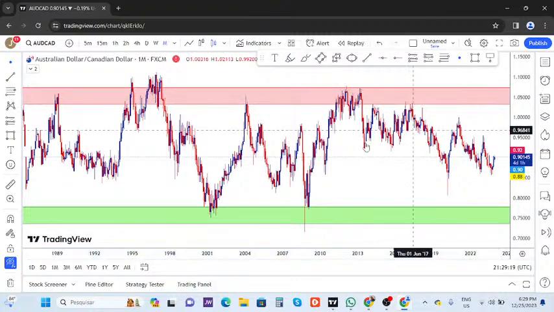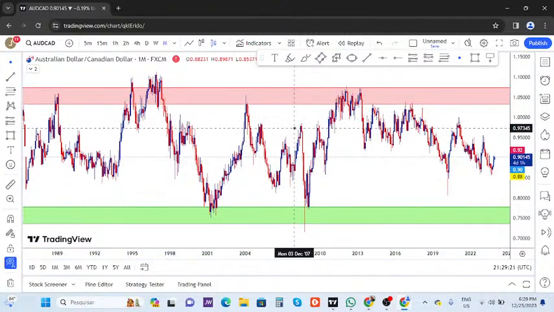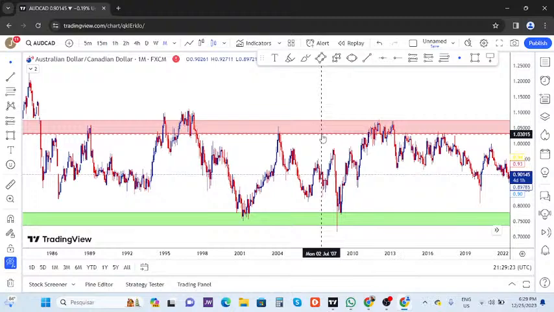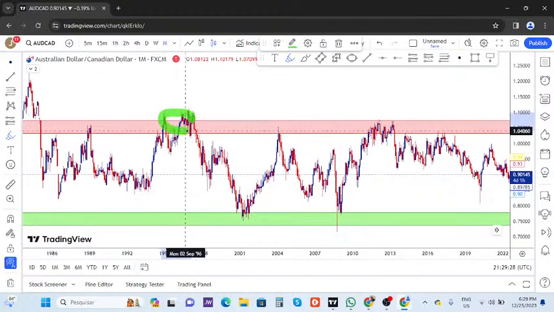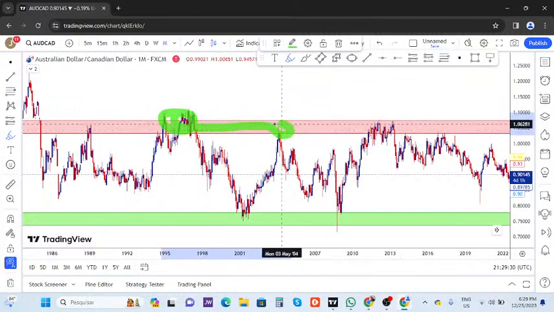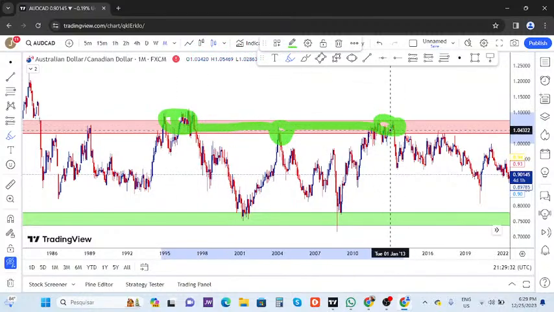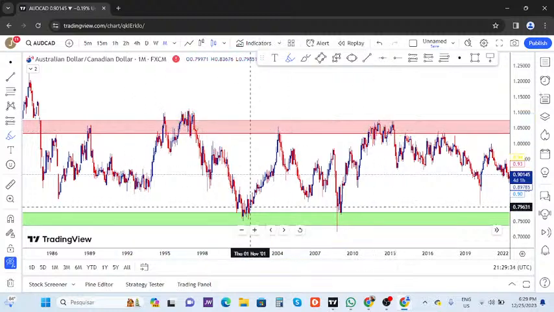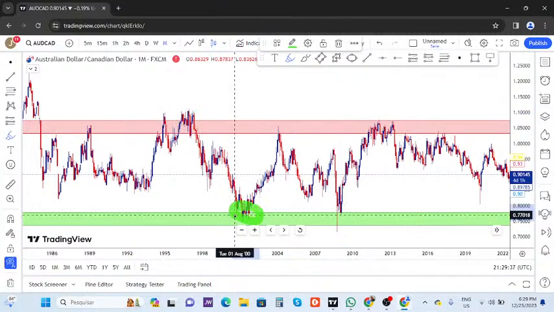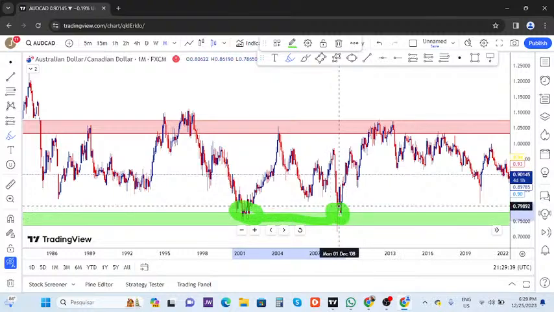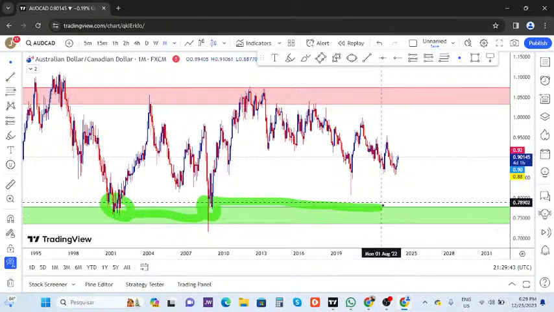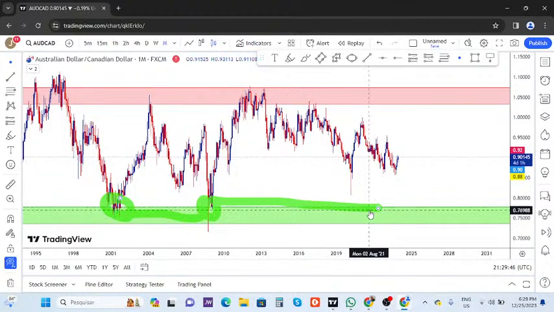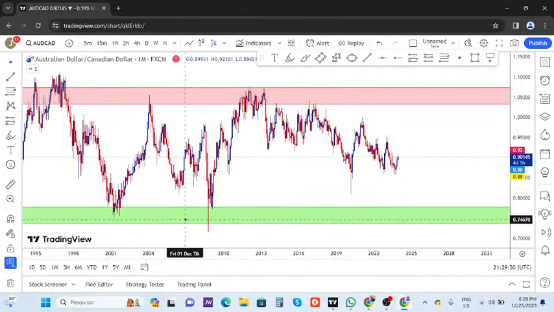Now one good thing that I want you guys to take note of is you can see me spotting multiple areas, multiple touches. This one too, resistance and resistance. And here, this was the first time the market came to support, and this place too. So long term I'm expecting price to fall down to this area, the monthly support band area. All right guys, so this is how the market operates.